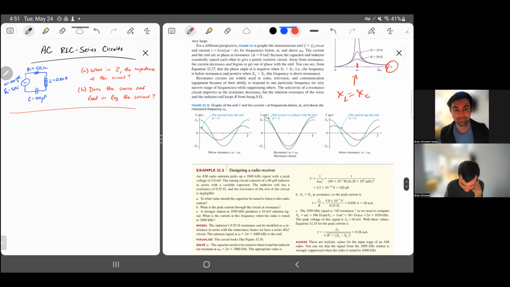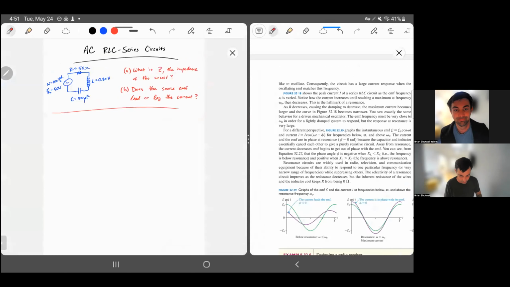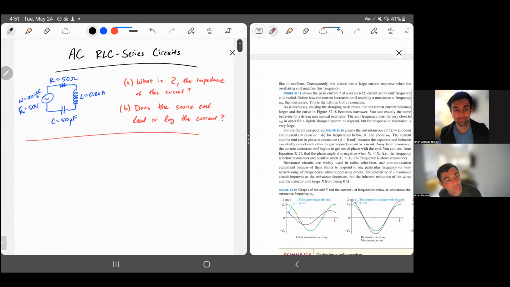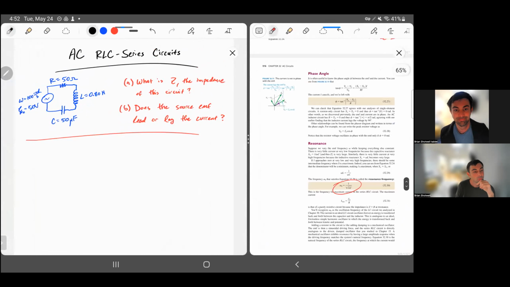This is a lot. I think this is enough for this video. Let's look at an example problem that will revisit some of these topics. For this RLC series circuit, in this example on the left, we want to solve for the impedance of the circuit in the first part. So the impedance is going to be the square root of R squared plus X_L minus X_C squared.